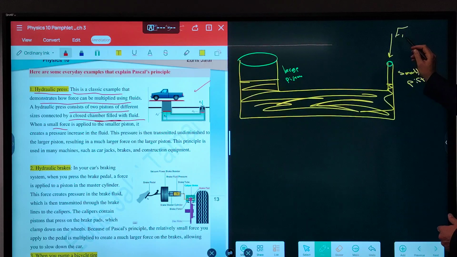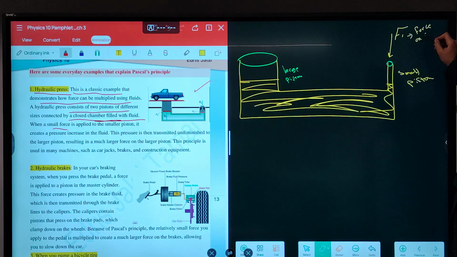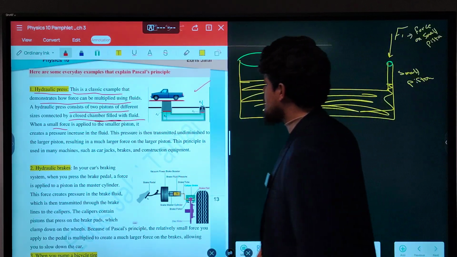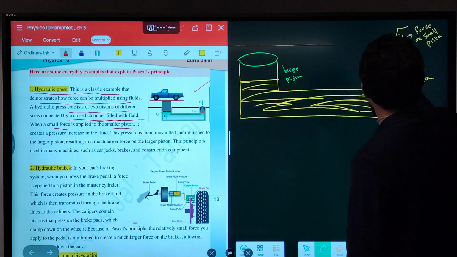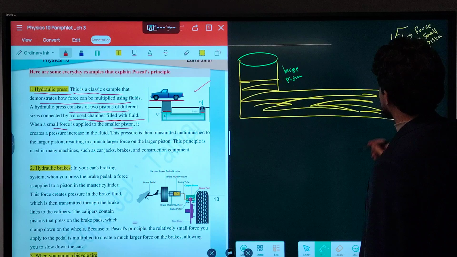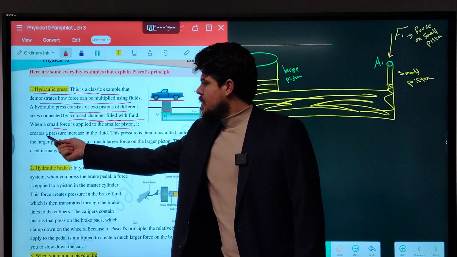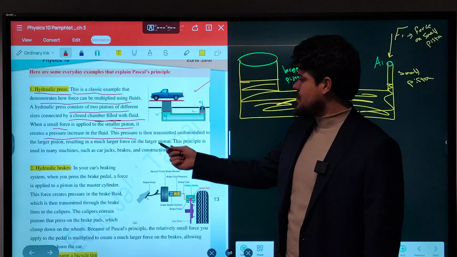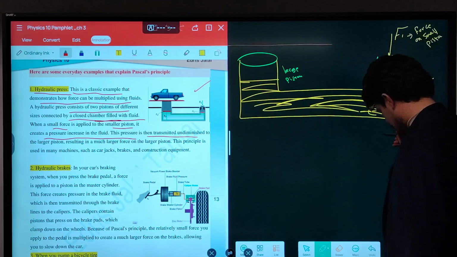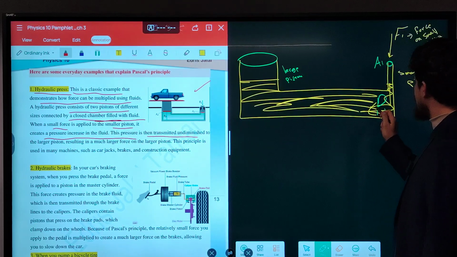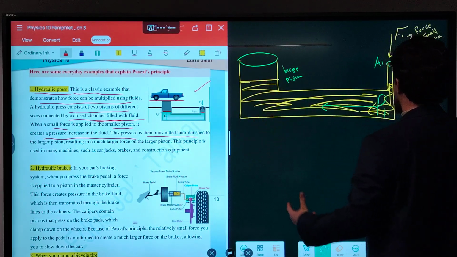this is F1. What do you mean by F1? The force on the small piston. F1 is the force on the small piston. When the force is applied on the smaller piston, on a small area, what is this? This is A1, the small area. It creates a pressure increase in the fluid. This pressure is then transmitted and diminished to the large piston. This pressure, guys, P1, is transmitted equally to the second piston.